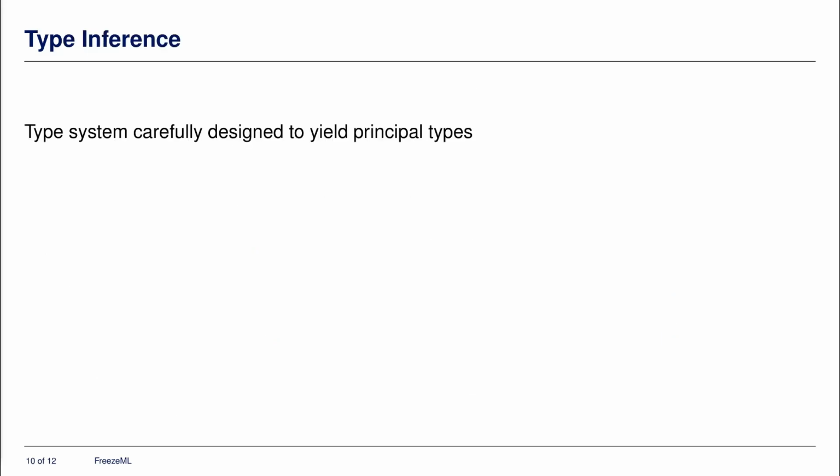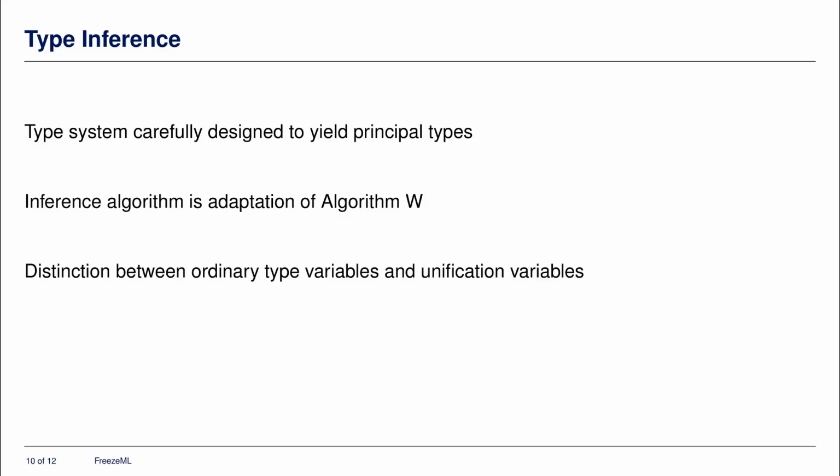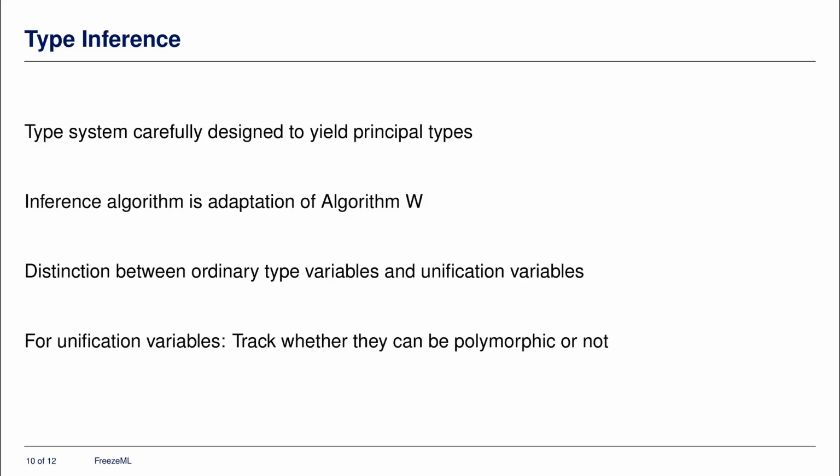Let's have a high-level look at type inference. As we've seen so far, we carefully designed the type system so that it has principal types. So we took algorithm W, which is the original algorithm for Hindley-Milner type inference, and we only had to make relatively small changes. We distinguish between type variables and unification variables, and those unification variables stand for types that we don't know yet. Then it's important that for unification variables we track whether they can be polymorphic or just monomorphic, and that determines what types these variables can be unified with.